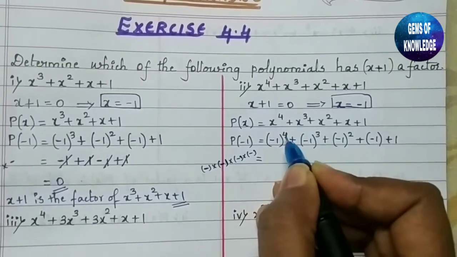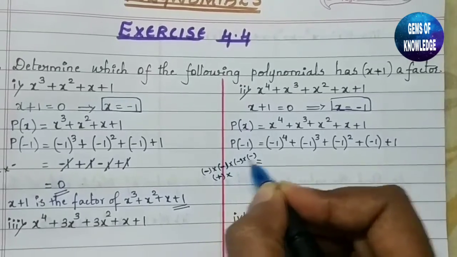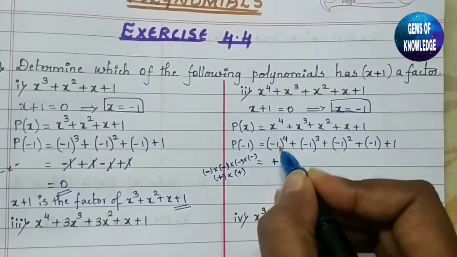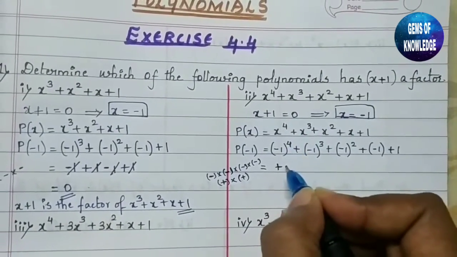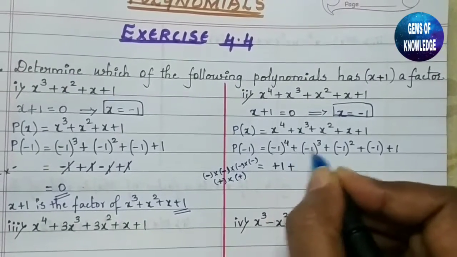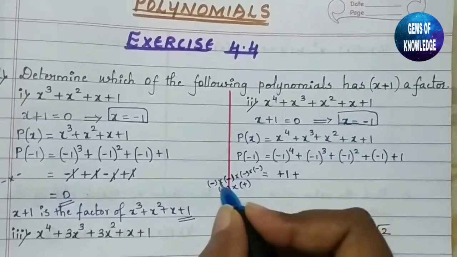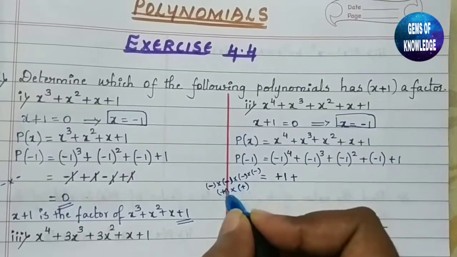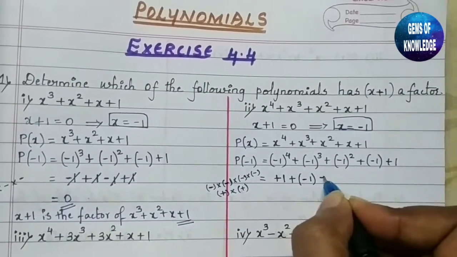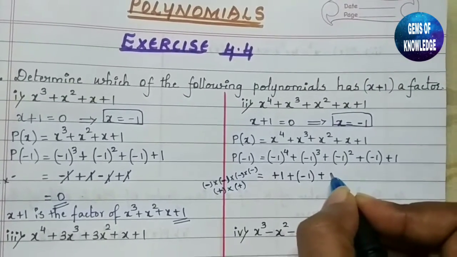As the power here is 4, minus into minus we are getting plus, and plus into minus we are getting again minus, and then minus into minus gives plus. So 1 to the power of 4 means we are getting 1. Okay, then this plus will be as it is, then minus 1 to the power of 3. It means minus into minus is plus and plus into minus we are getting again minus 1. Okay, then this plus will be as it is, and minus into minus we are getting plus 1.